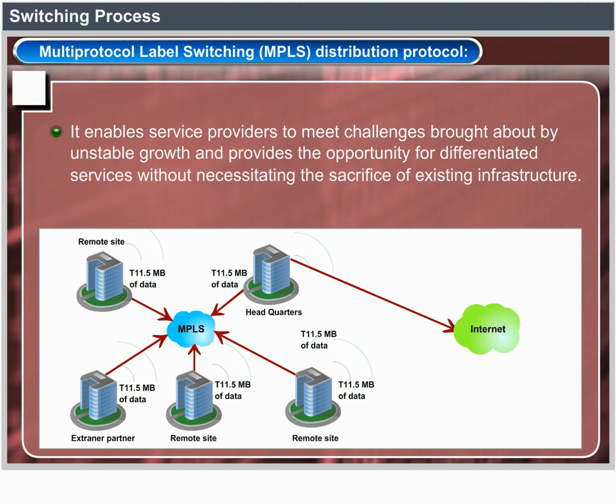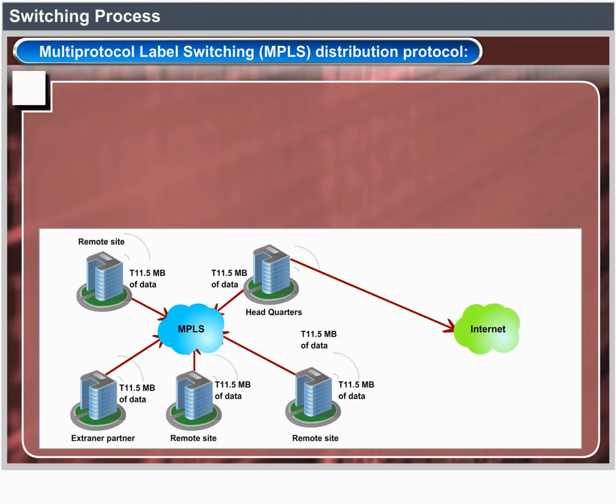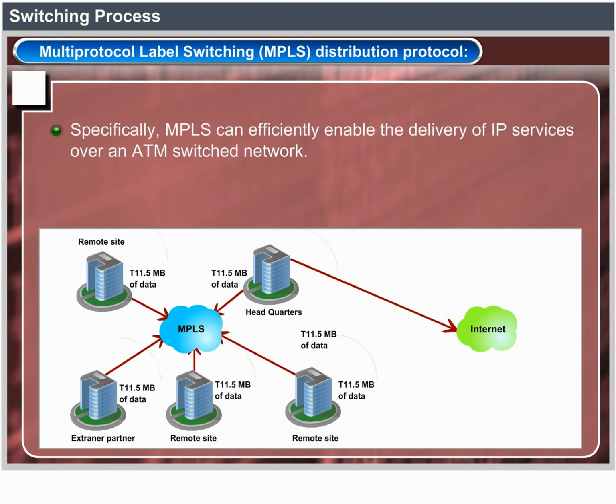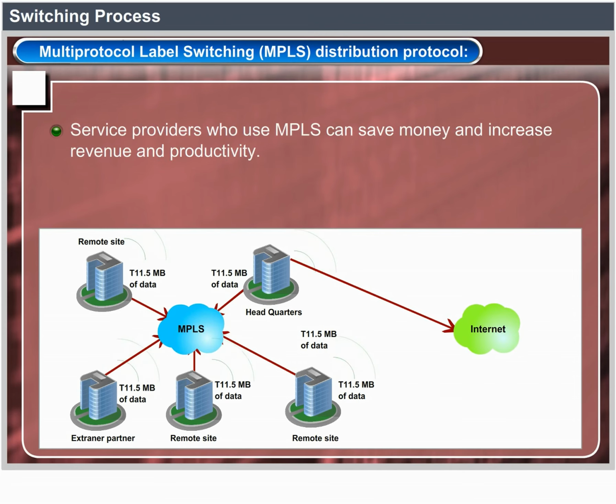The MPLS architecture is renowned for its flexibility. Point. Data can be transferred over any combination of layer 2 technologies. Point. Support is offered for all layer 3 protocols. Point. Scaling is possible well beyond anything offered in today's networks. Specifically, MPLS can efficiently enable the delivery of IP services over an ATM switched network. It supports the creation of different routes between a source and a destination on a purely router-based internet backbone. Service providers who use MPLS can save money and increase revenue and productivity.